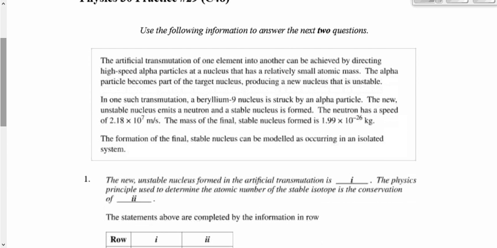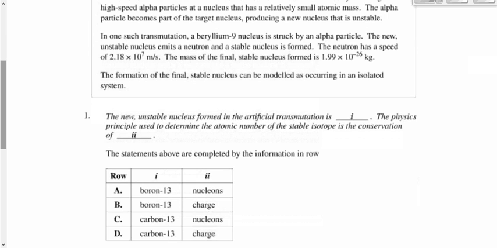Not radioactivity. Artificial transmutation is something that we make happen versus the natural, random process of radioactivity. But in the end, the way we do a transmutation equation is exactly the same whether it's natural or artificial. Doesn't make any difference here. The question, we'll just skip right down to the question here. It says the new unstable nucleus formed in the artificial transmutation is what?